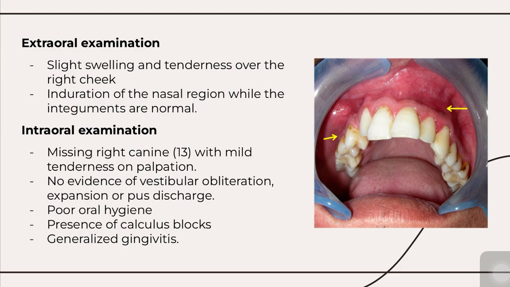For intraoral examination, there is a missing right canine, tooth 1-3, with mild tenderness on palpation. There was no evidence of vestibular obliteration, expansion, or pus discharge. The patient has poor oral hygiene and the presence of calculus blocks. He also has generalized gingivitis.